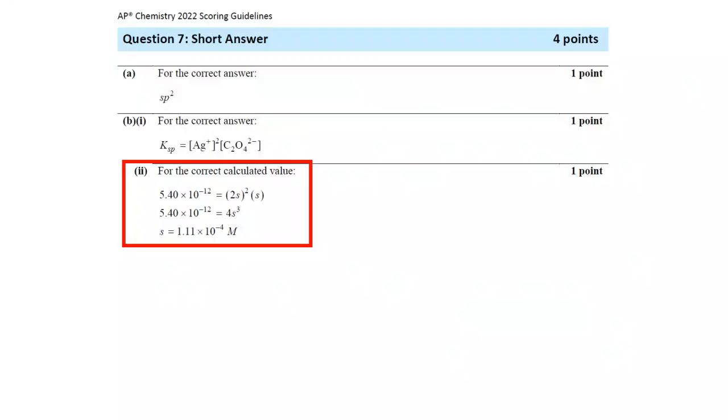On the official scoring guidelines, you can see that same value, 1.11 times 10 to the negative 4 moles per liter, and they show how they got that. They said 4s cubed, where s is the solubility.